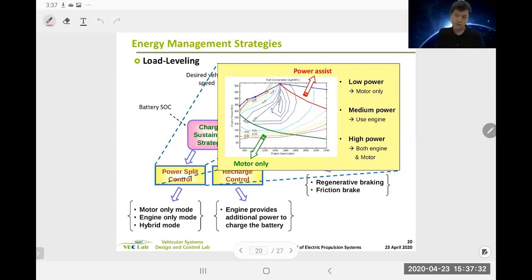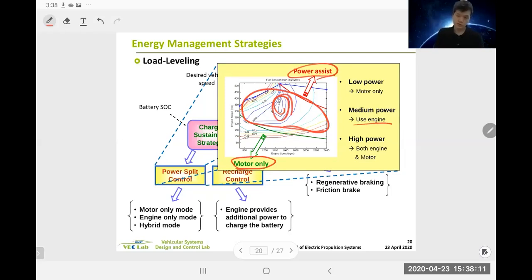One logical thinking, simple control concept will be when power demand is low, then we might want to use motor only, EV mode, right? If driver asks for high power, then motor and battery should assist, right, to provide more power. And then when medium power is requested, then use engine. That's when engine is efficient, right?